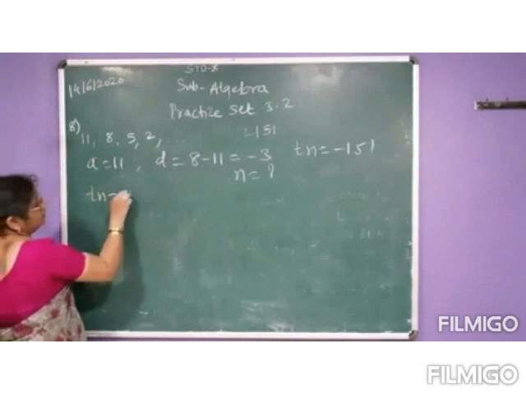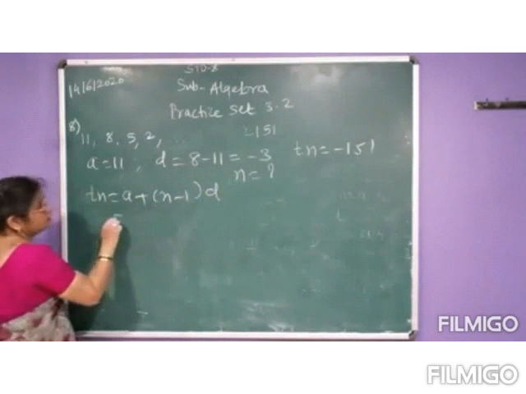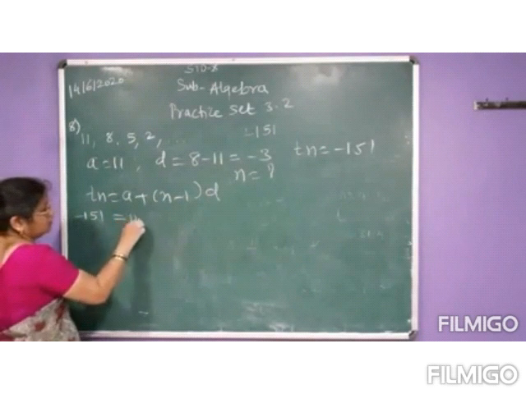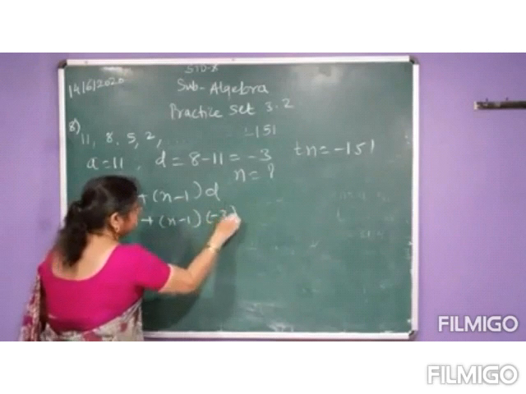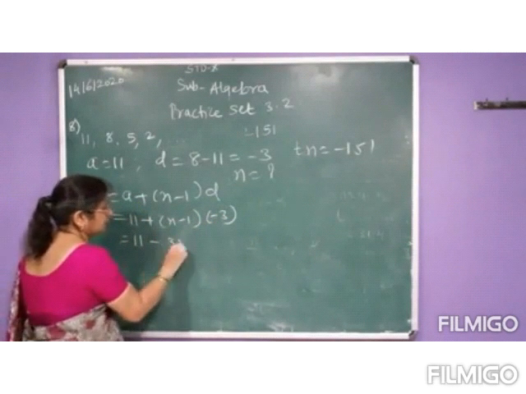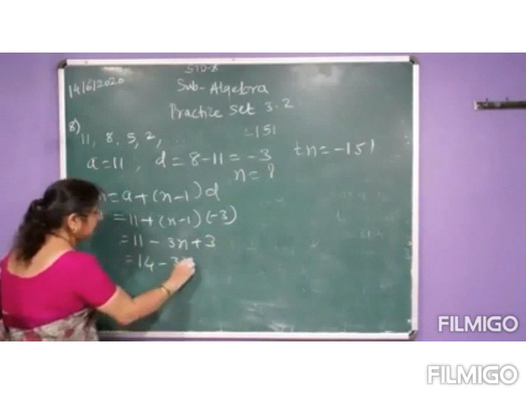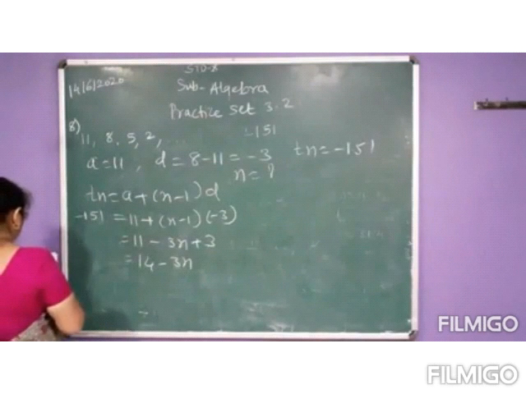So Tn is equal to A plus n minus 1 into D. Tn is your minus 151, A is your 11, plus n you have to find out, D is your minus 3. 11, now minus 3n plus 3. So 14 minus 3n. Correct? So what you will get here?